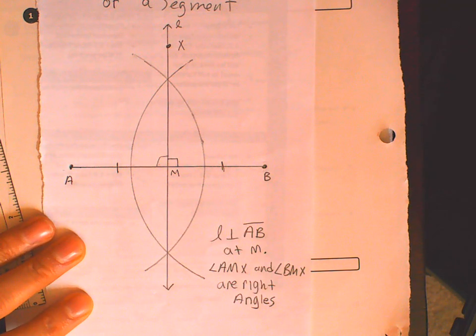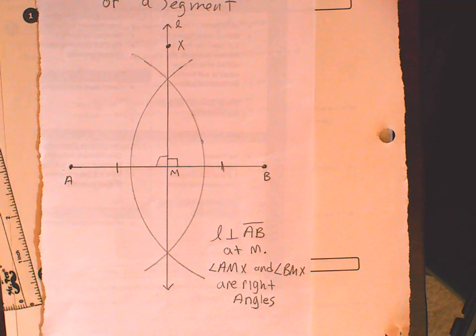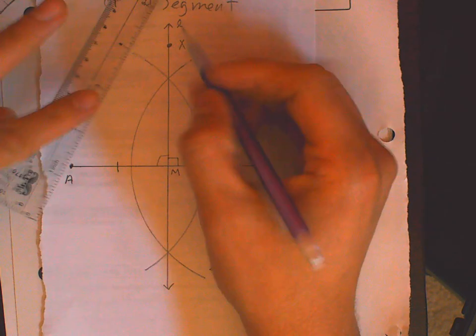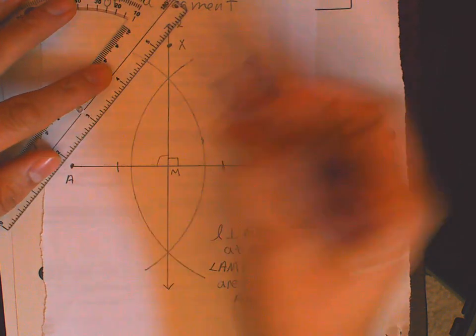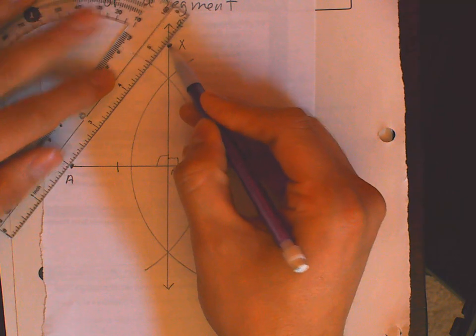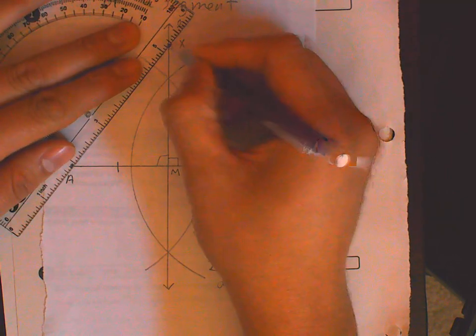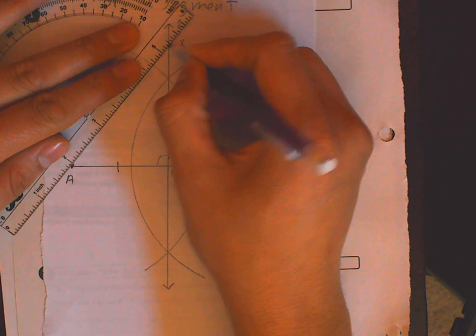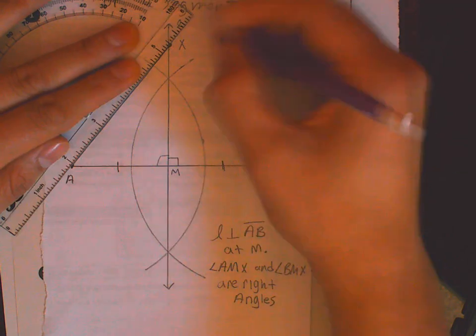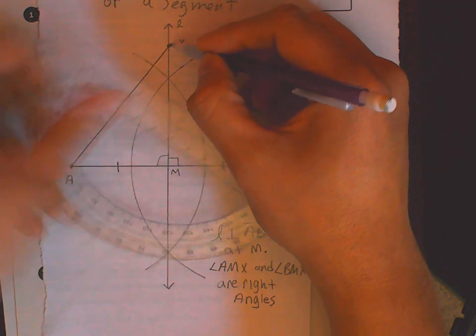Okay, they're both right angles. Now, what I want to do now is create a set of triangles, and we're going to do that in this next step. The triangles are going to come from points X and A. So I want you to construct a line segment from A to X and from B to X.